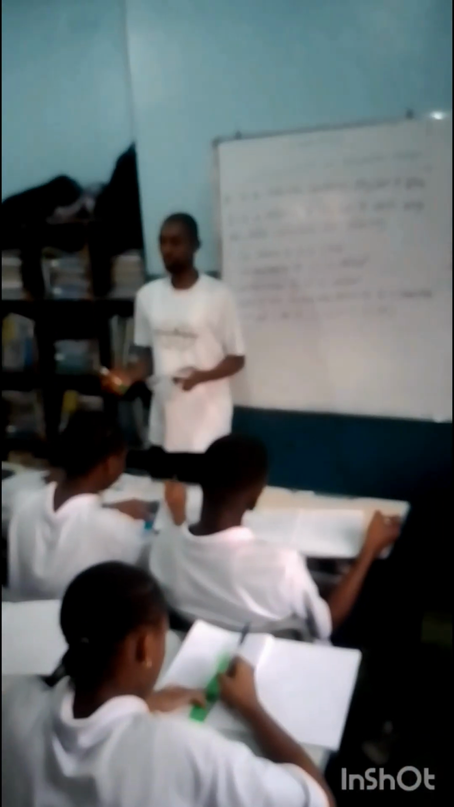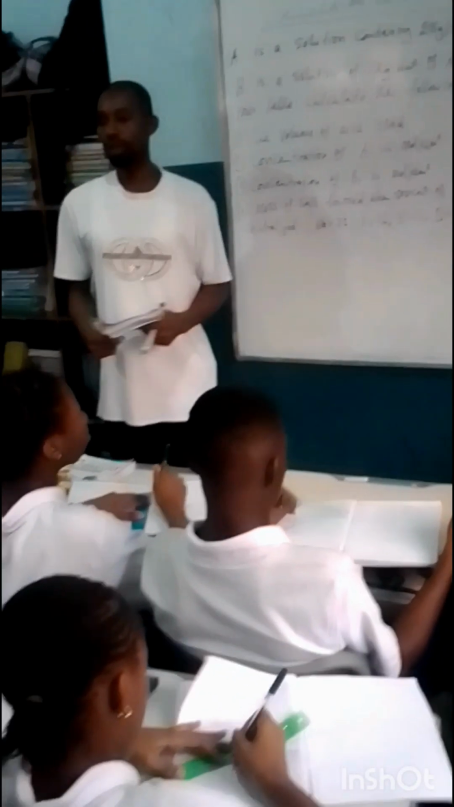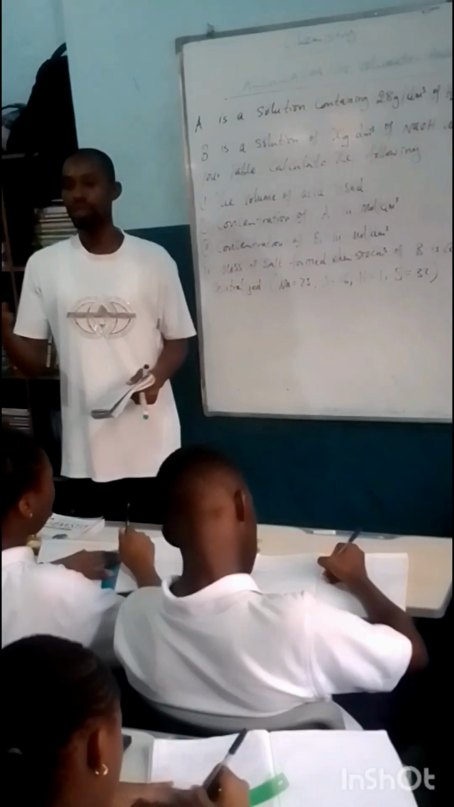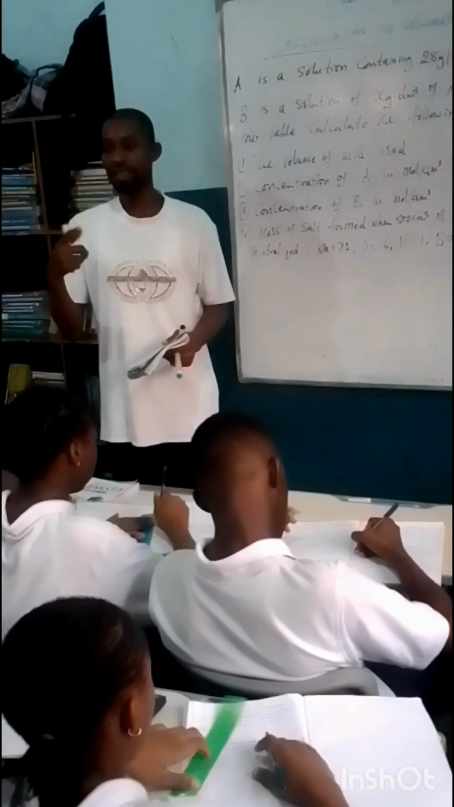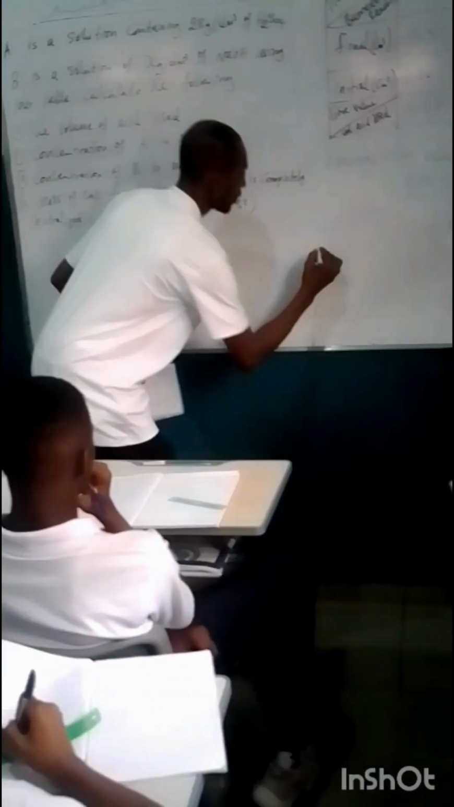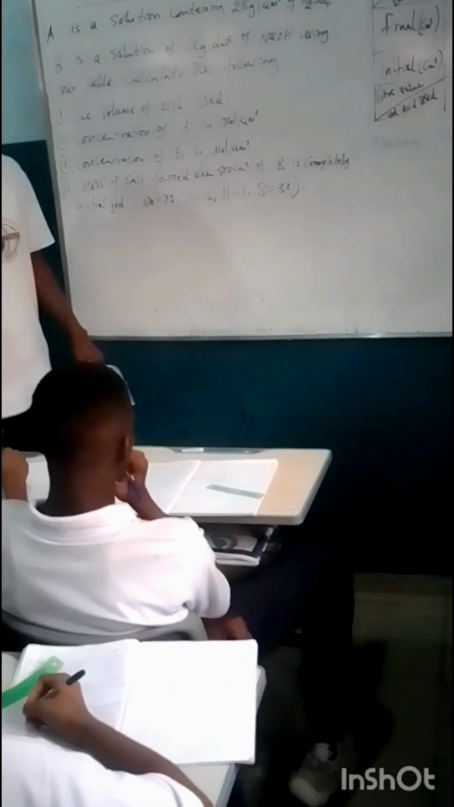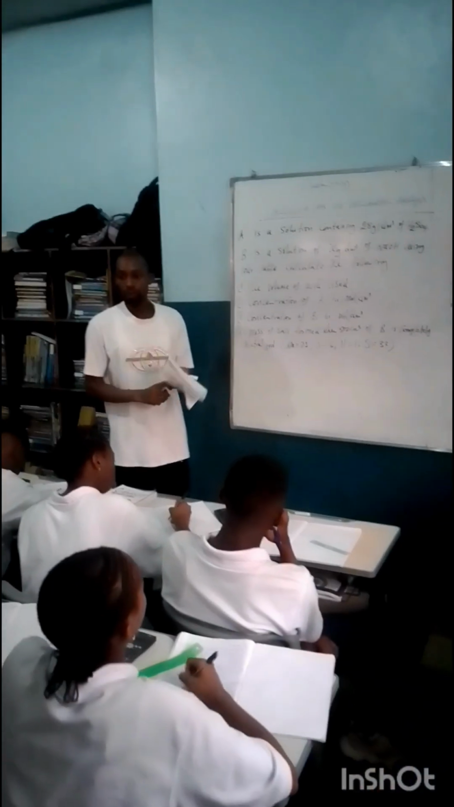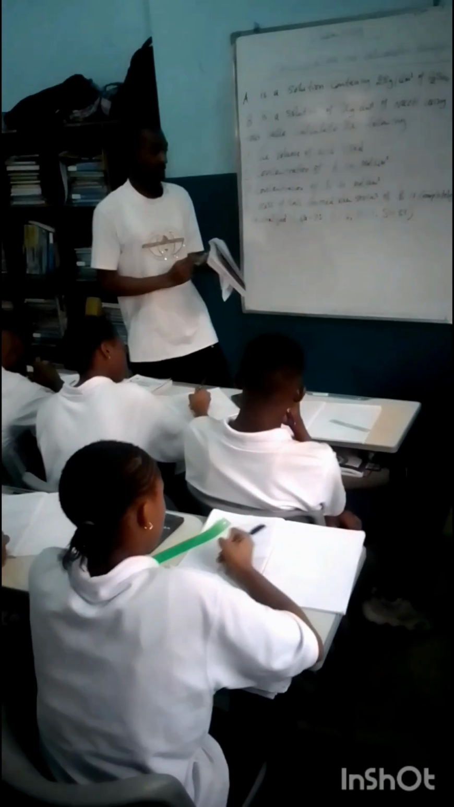Don't forget. Now, the second question said, calculate the concentration of A in mole per dm cube. Now, there are two concentrations we have under this. One is concentration in gram per dm cube. Another one is concentration in mole per dm cube. Another word for concentration in mole per dm cube is also solubility. When you hear the word solubility or concentration, they are saying the same thing.